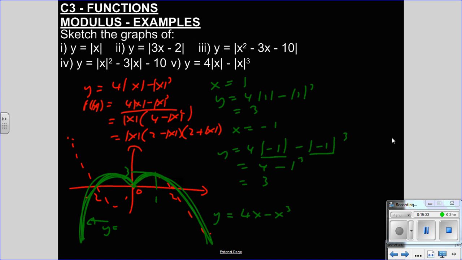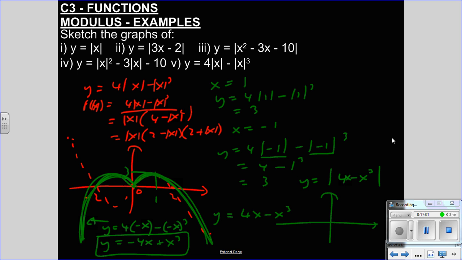So this is your y equals 4. Wherever you see an x, minus x all cubed. So this is minus 4x, minus x all cubed is still minus x cubed, so that's plus x cubed. Be very careful labeling these branches. Whereas, if I wanted to do y equals mod of 4x minus x cubed, that would be all the y values flipping up.